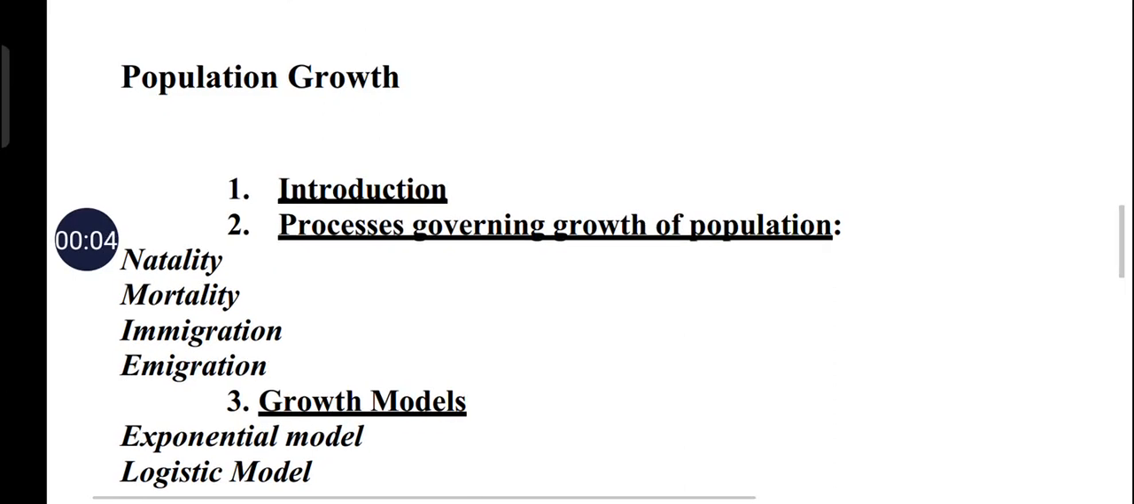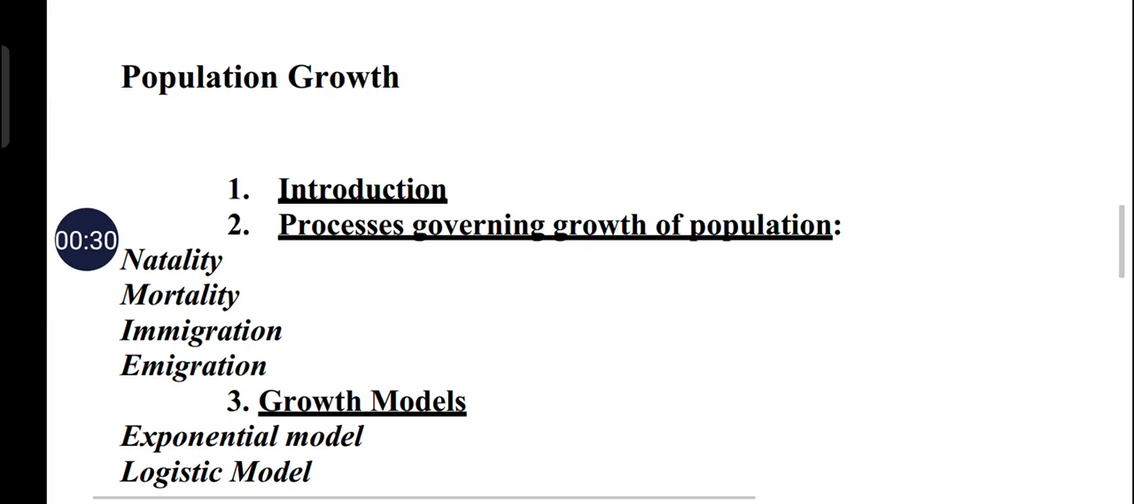Today we are going to study about population growth in ecology. Already we have studied about ecology. It came from the Greek words oikos and logos, meaning habitats and organisms. It is the study of an organism with its own environment.